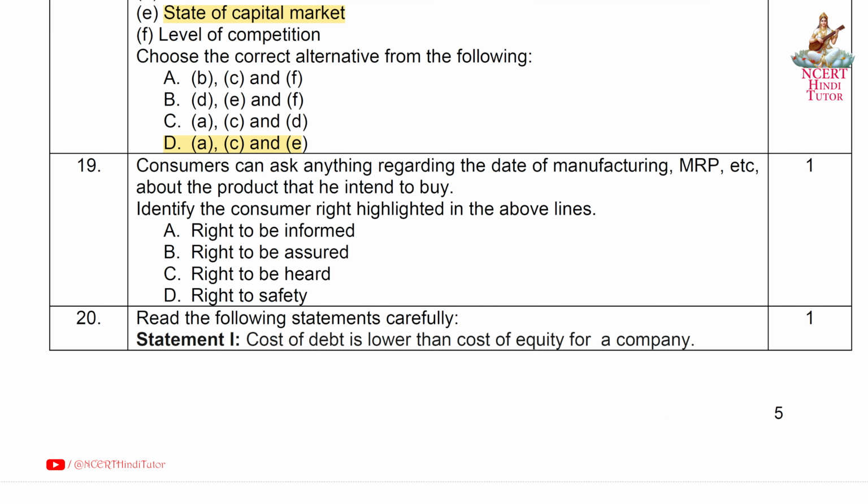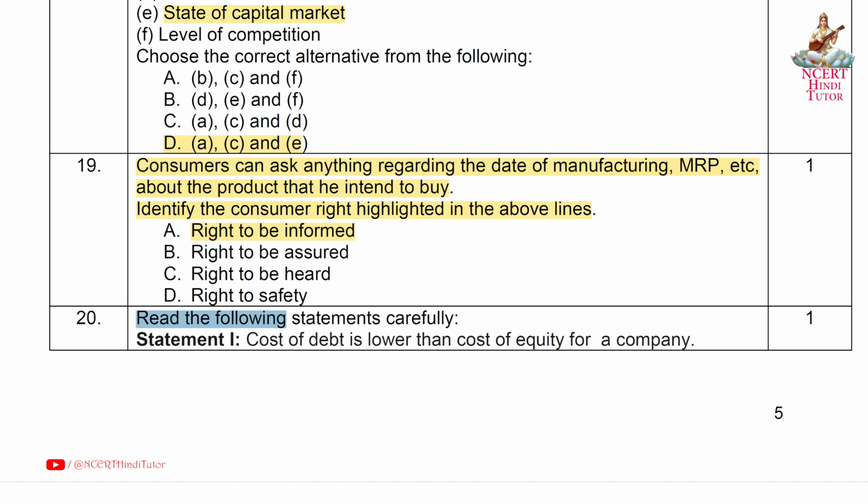Question 19. Consumers can ask anything regarding the date of manufacturing, MRP, etc. about the product that he intended to buy. Identify the consumer right highlighted in the above lines. Answer A. Right to be informed.